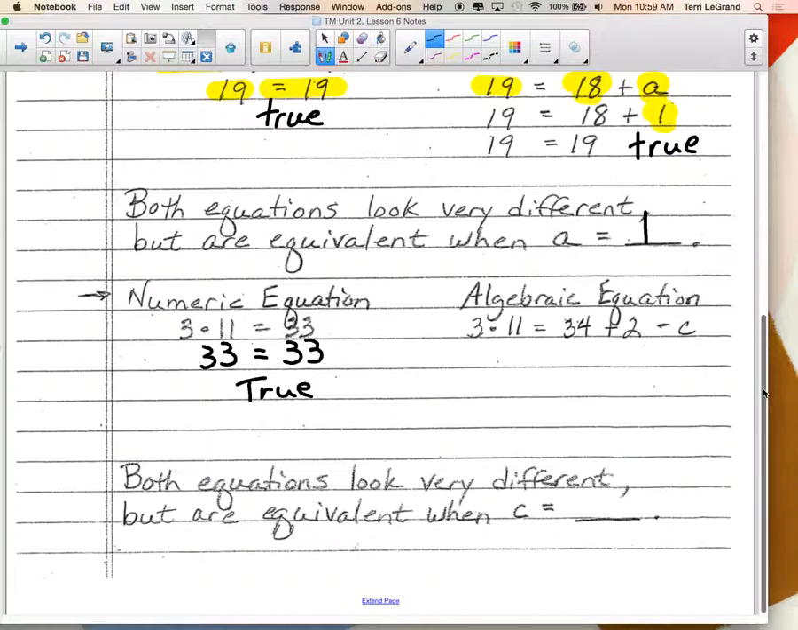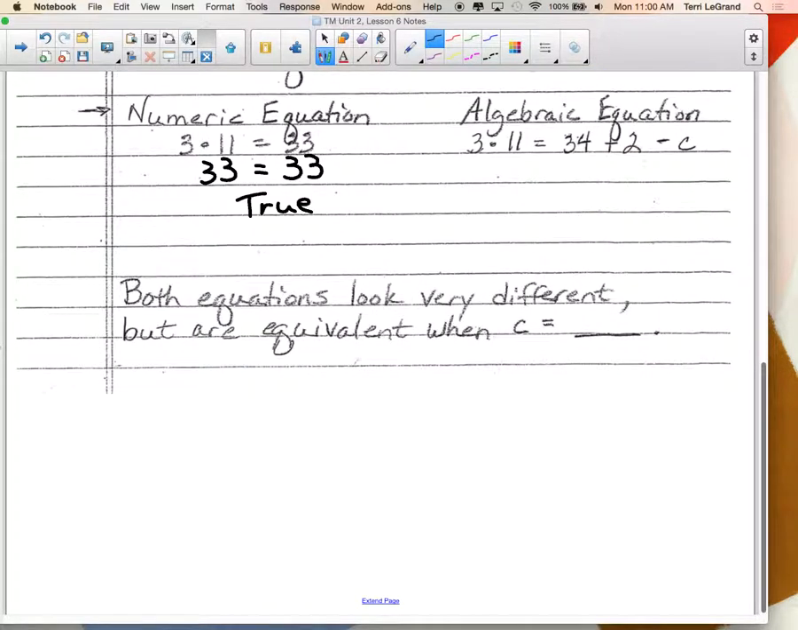Okay, well, how can we make our algebraic equation true? What can we do to make this one true? Well, let's start by saying 3 times 11 again is 33, so we start there. What else do you think we could do? Harley? And 34 plus 2 is 36. So the 34 plus 2 gets replaced by the 36, and then we bring down our minus c.